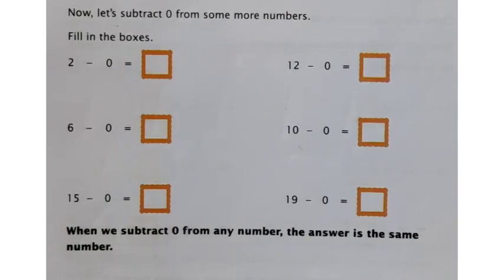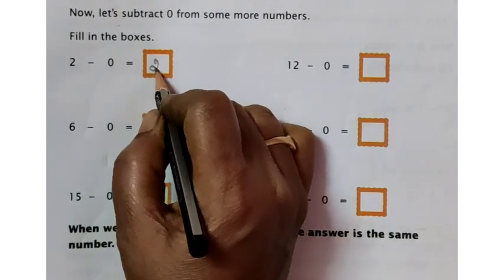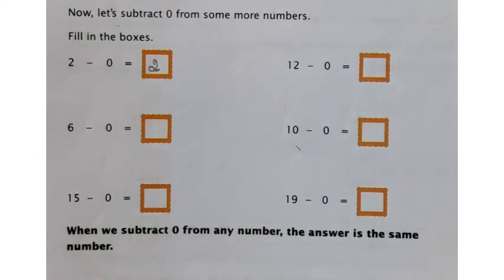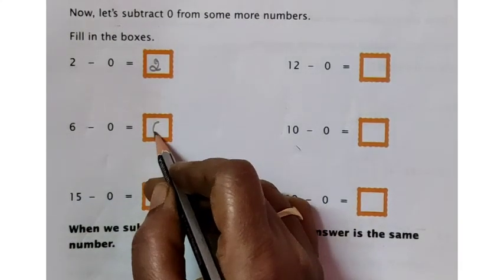Now the next heading we have is fill in the boxes. 2 minus 0. If we subtract 0 from any number, we get the same number. So 2 minus 0 is 2. Write down 2 in the box, children. Next, 6 minus 0. 6 minus 0 is 6.